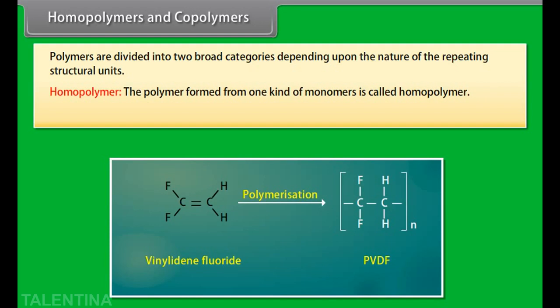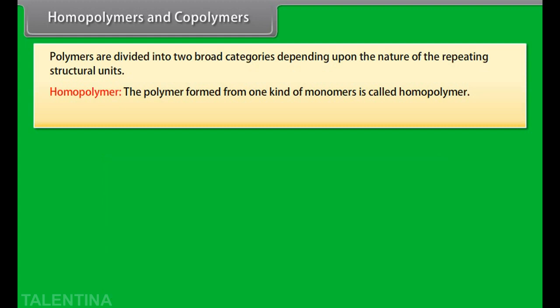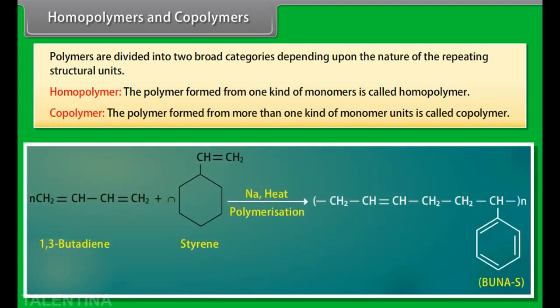Homopolymer. The polymer formed from one kind of monomer is called a homopolymer. For example, PVDF is formed from vinylidene fluoride. Copolymer. The polymer formed from more than one kind of monomer unit is called a copolymer. For example, Buna-S rubber is formed by 1,3-butadiene and styrene.